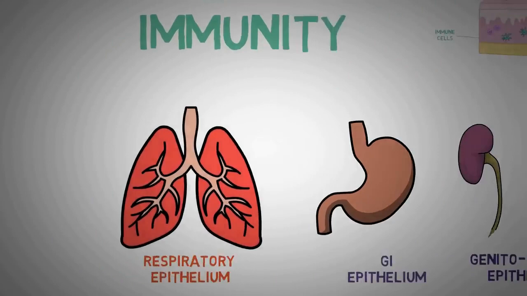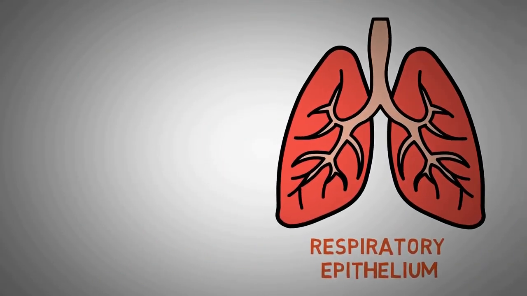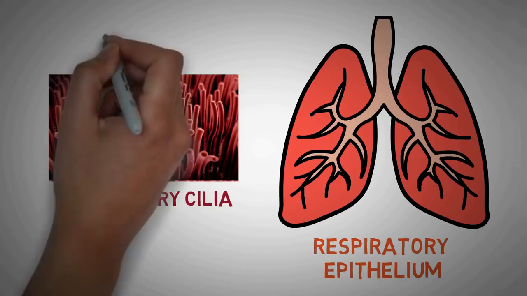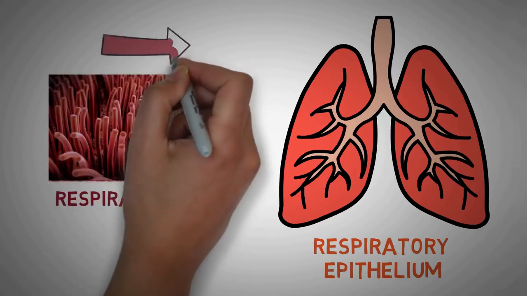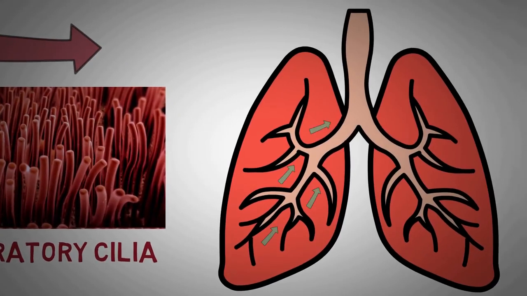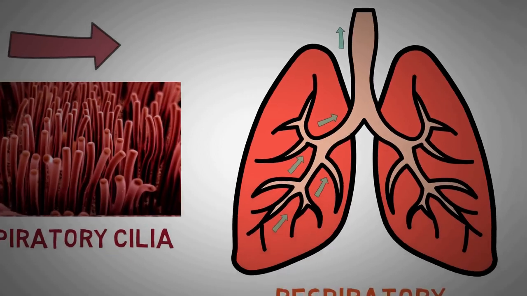For example, the surface lining of our respiratory system has small hair-like projections that are known as respiratory cilia. A special property of these cilia is that they have a particular direction of movement, by virtue of which they remove any foreign material that may have entered our lungs while breathing. This provides a strong physical barrier that prevents buildup of microorganisms and other foreign material in our lungs.